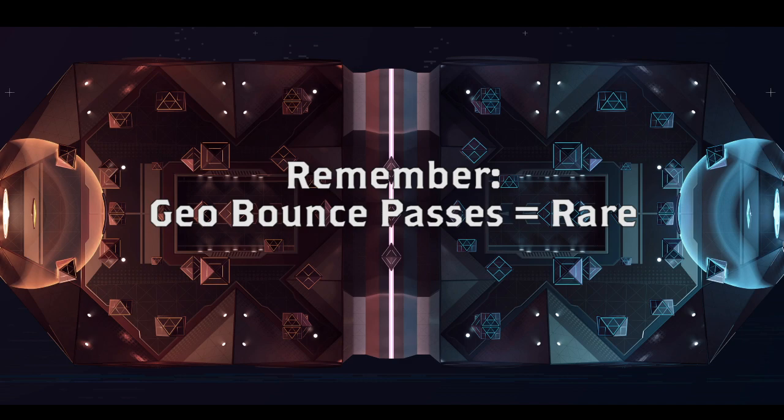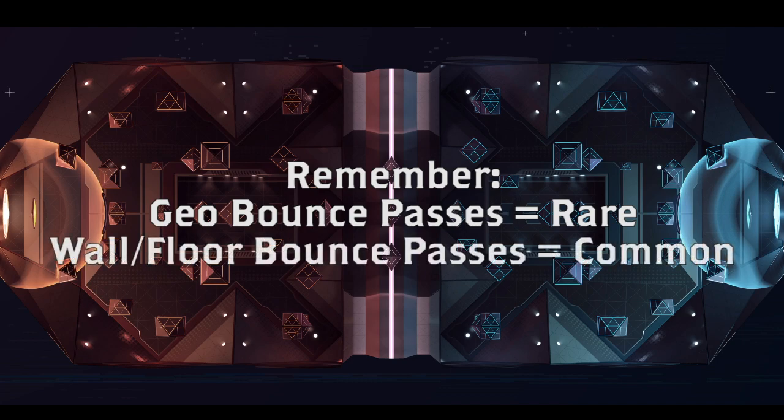Bounce passes off of geometry are rare. While they do happen, they are still somewhat unreliable outside of very specific or lucky scenarios. Conversely, bounce passes off of the floor, walls, and ceiling are quite common. So when considering these indirect passing lanes, it's fair to focus primarily on the direct lane and any wall bounce that might be feasible.